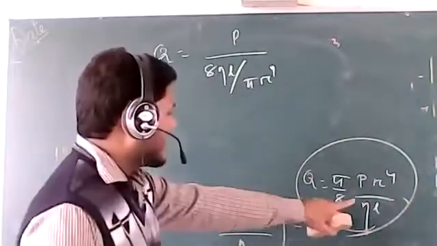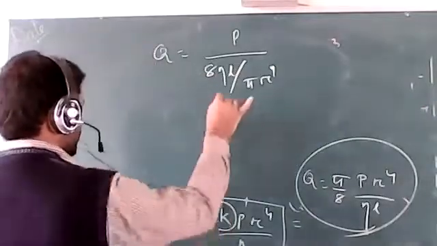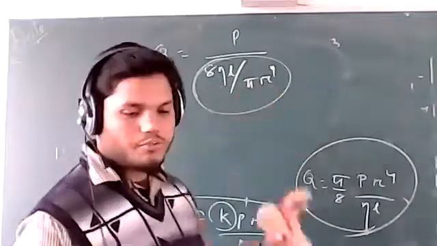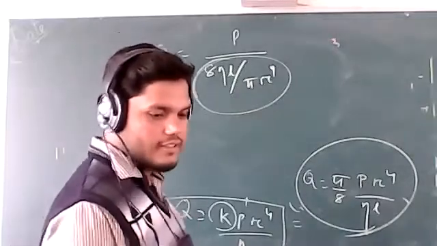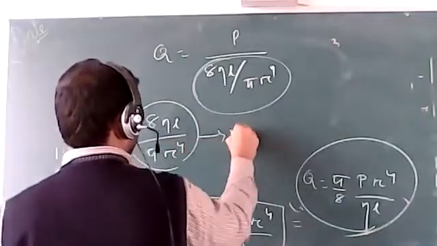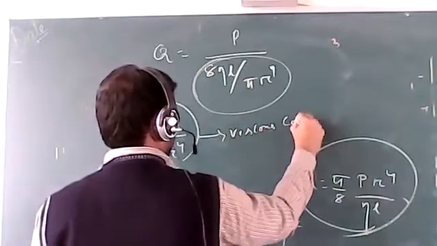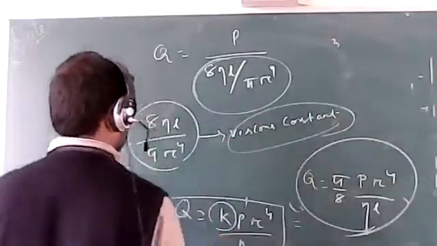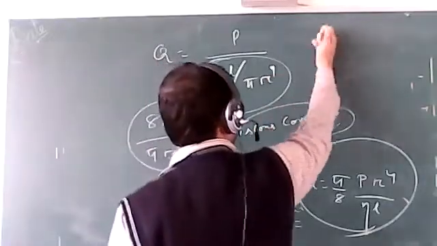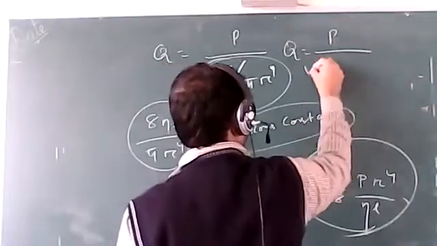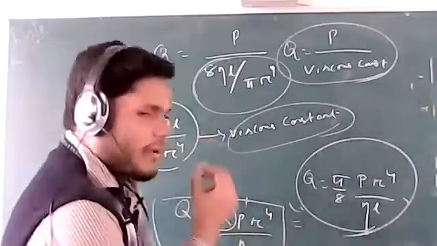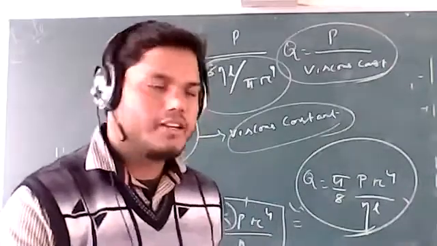So we can write this formula like this also. This value, 8 eta L divided by pi r to the power 4, is called the viscous constant. So you can write q equal to p divided by viscous constant, by replacing the particular fundamental quantity.